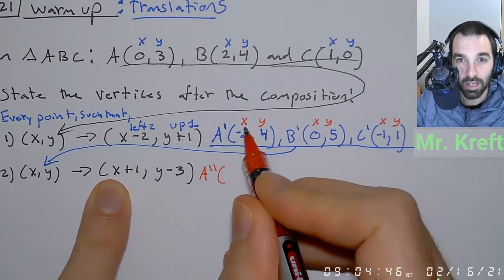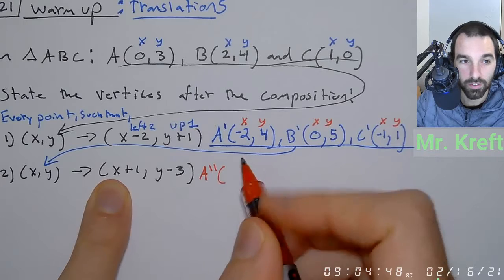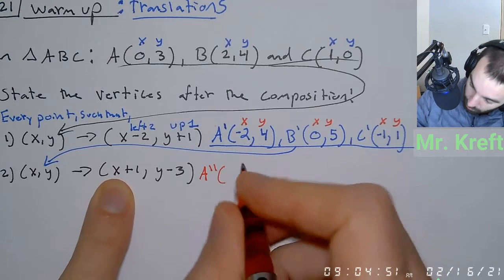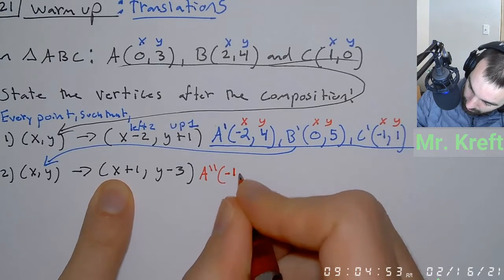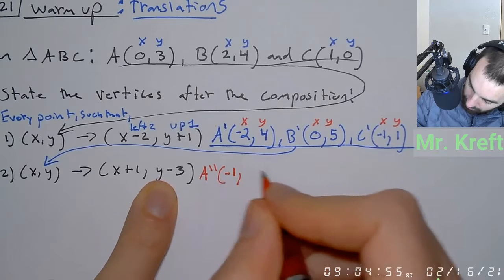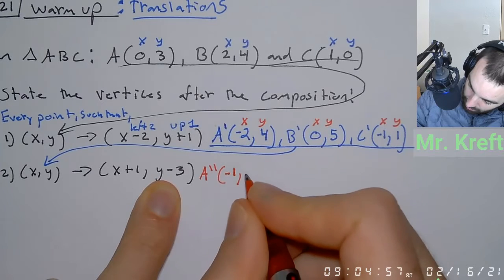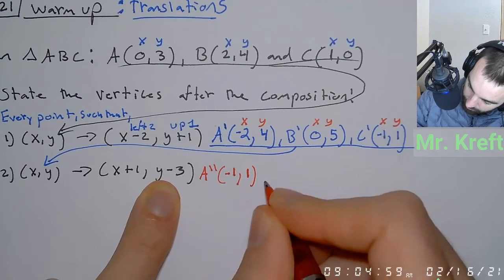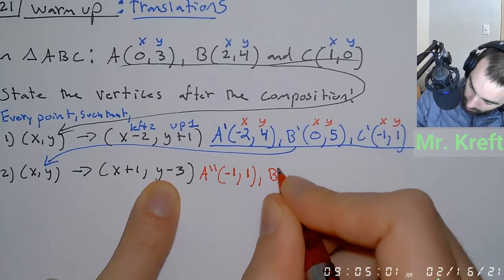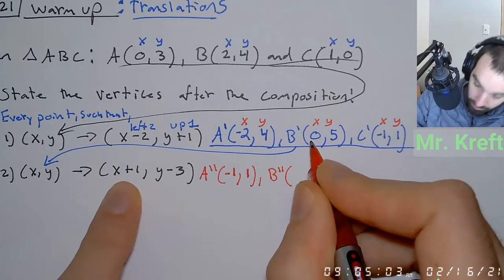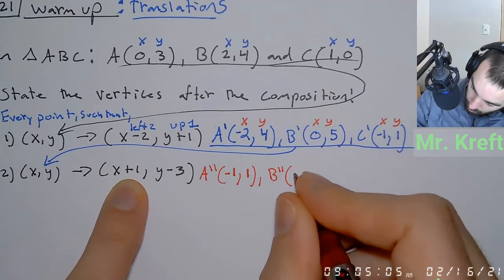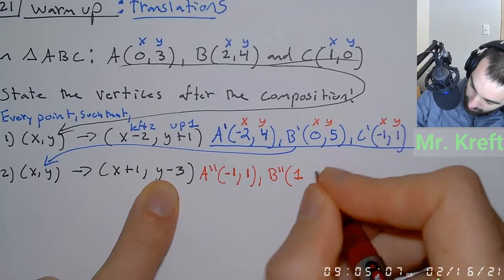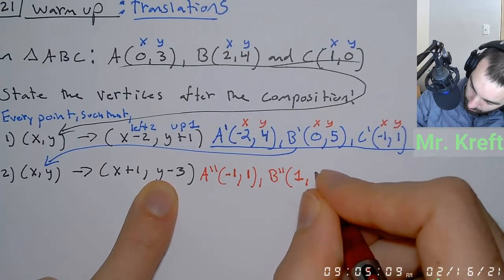So to get a double prime, I use these x's and y's. So I'm going to take negative 2 plus 1, that's negative 1. I'm going to take y minus, so my 4 minus 3, that's going to be positive 1. Then I have b double prime. I'm going to take 0 plus 1, so that's 1. I'm going to take 5 minus 3, so that's 2.